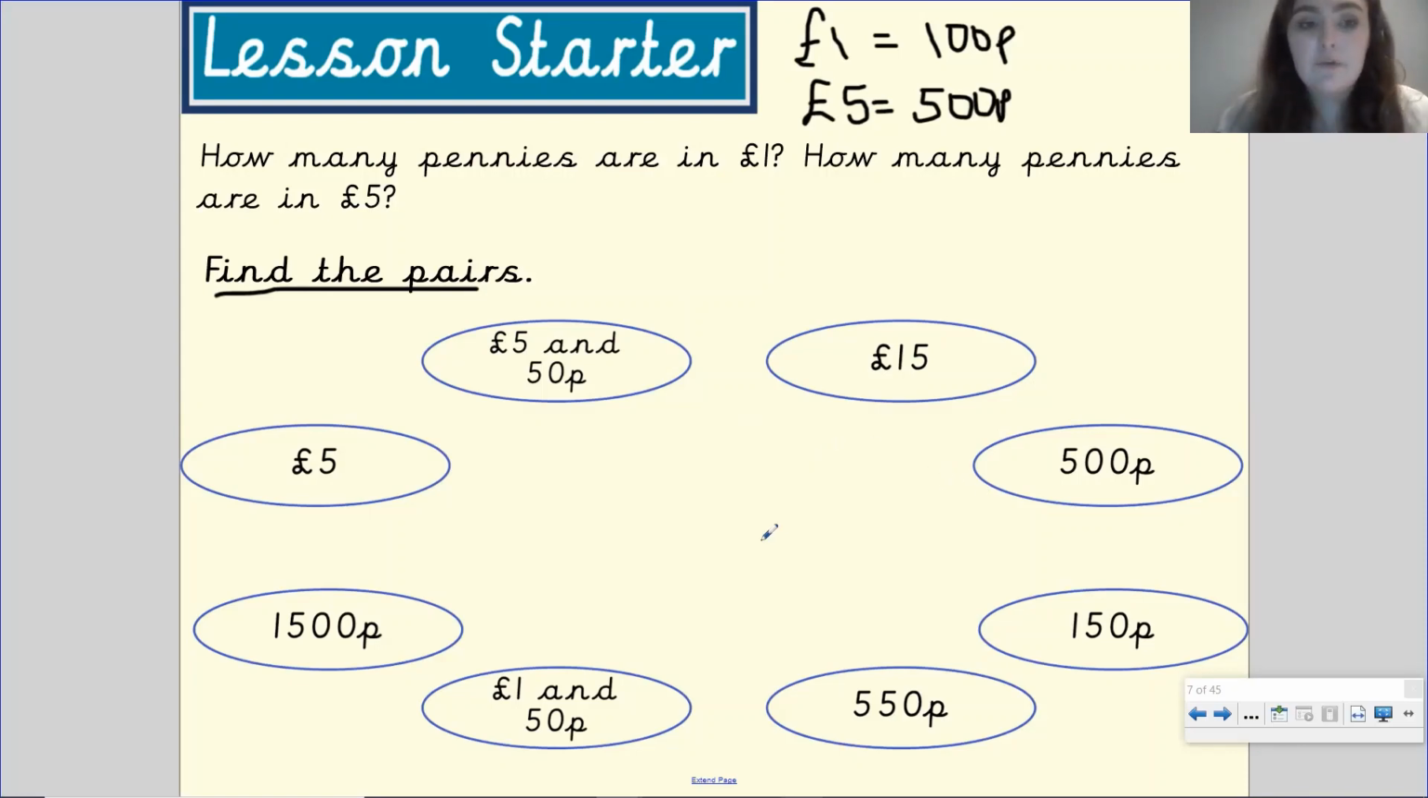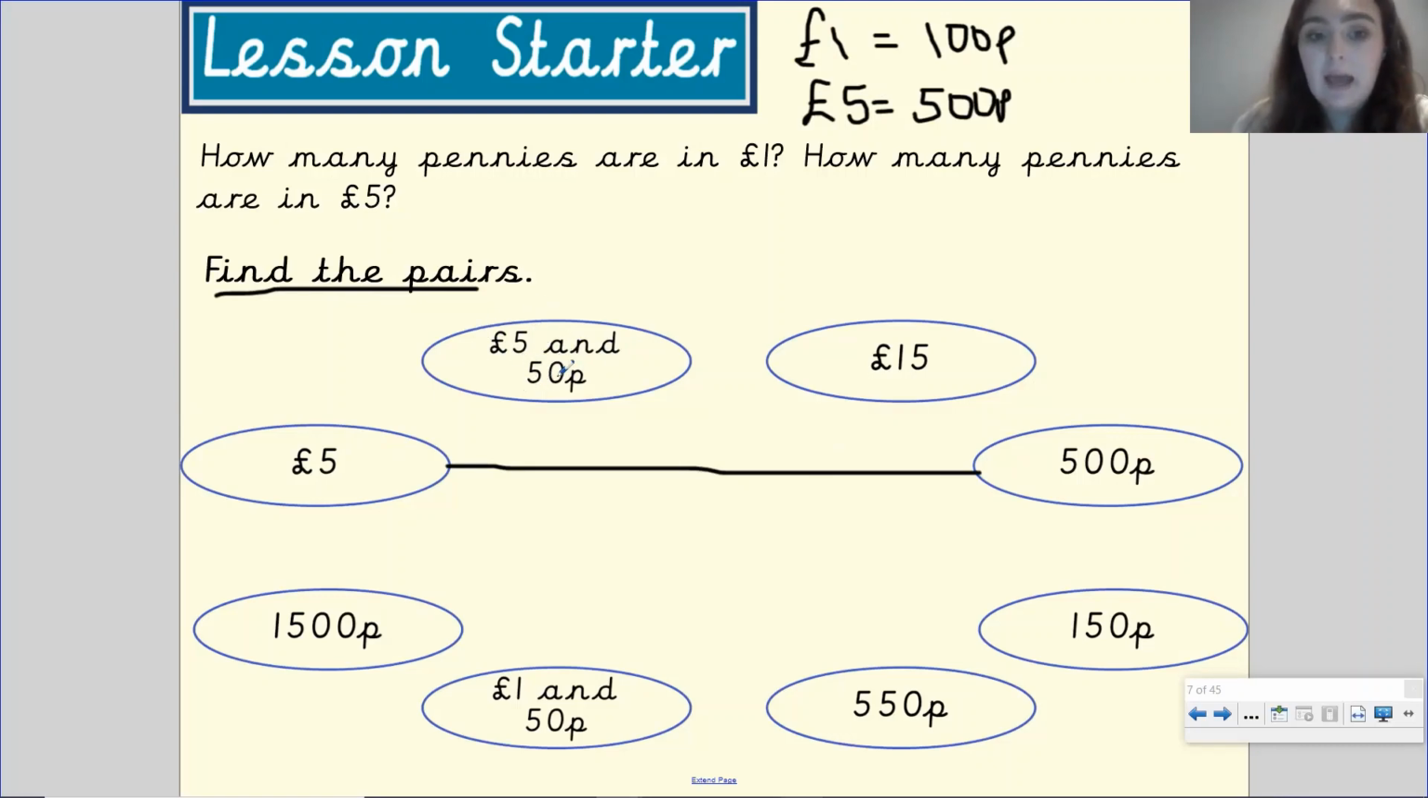Okay, let's go for the easiest one first. So we've already worked out that £5 is the same as 500 pence. Here's £5. Let's find 500 pence, which is over here. Now let's have a go at £5 and 50 pence. So we're looking for something with 500 pence and then 50 pence here. So it's 550 pence we're looking for, which we can see is here. So we're going to join the line down there.